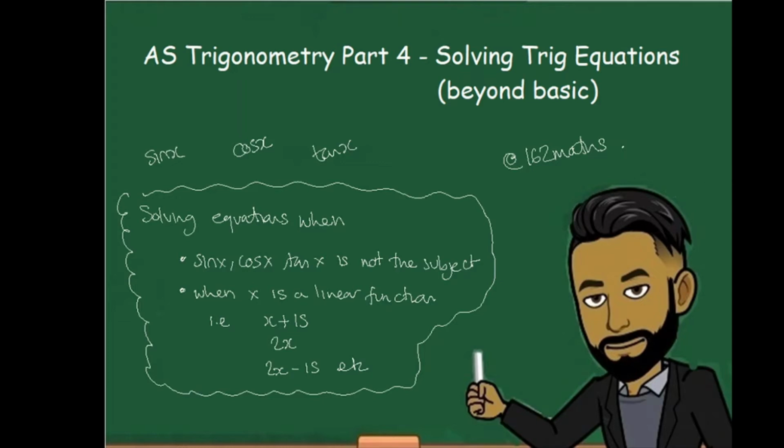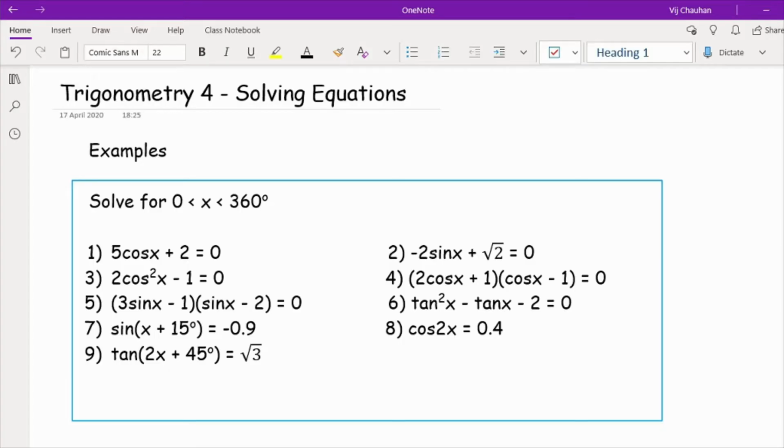So rather than having x, what you've got is a bracket where you've got x plus 15 or x plus 30 or x minus 60, or you've got 2x or 3x minus 15. Now I'm going to show you, through the examples that I've chosen, how we go about solving those types of equations. So what we're going to do now is have a go at the following 9 examples.